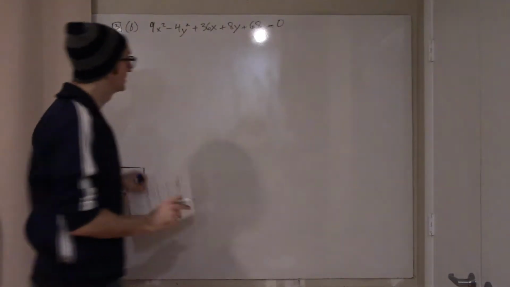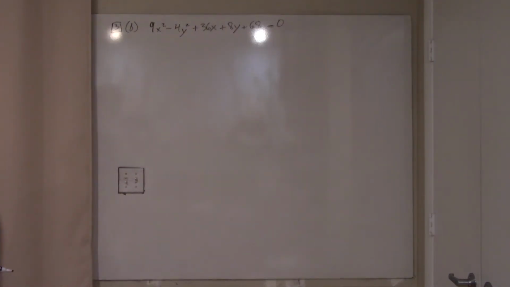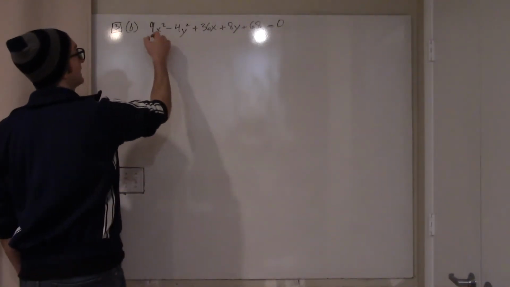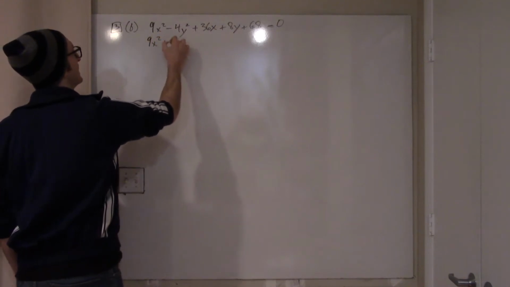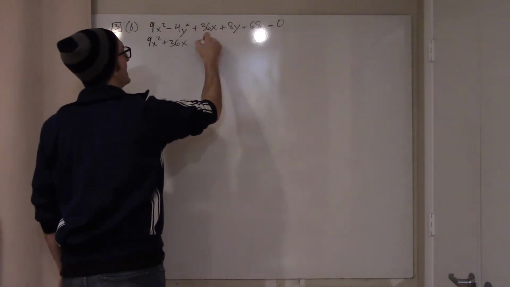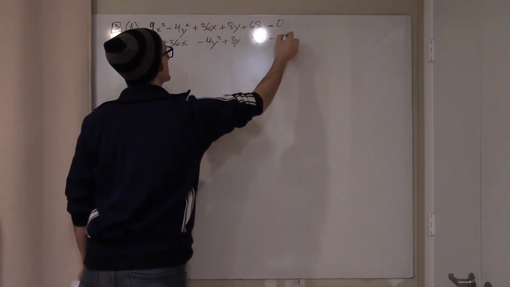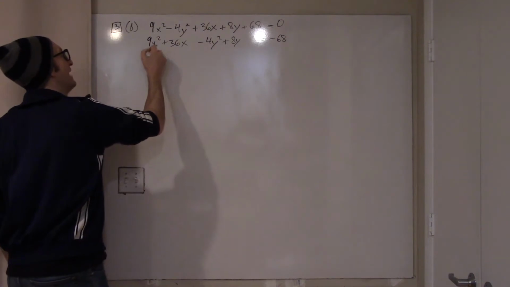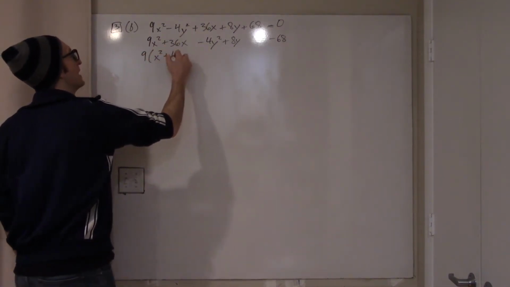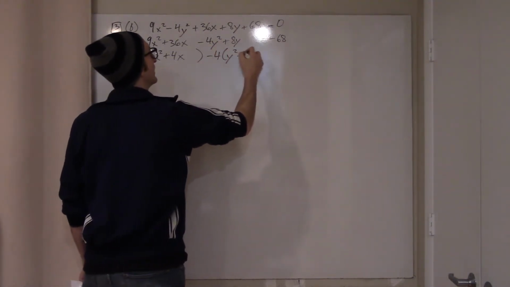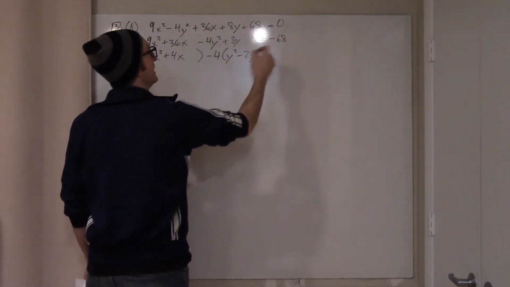Okay, and now we're going to do some tedious work and try to bring some order to this equation so that we can understand it and analyze it. So let's go. I'm going to collect the x terms together, collect the y terms together, and move the constant over to the other side. Factoring out the leading coefficient, and factoring out the negative 4, leaving me with minus 2y.